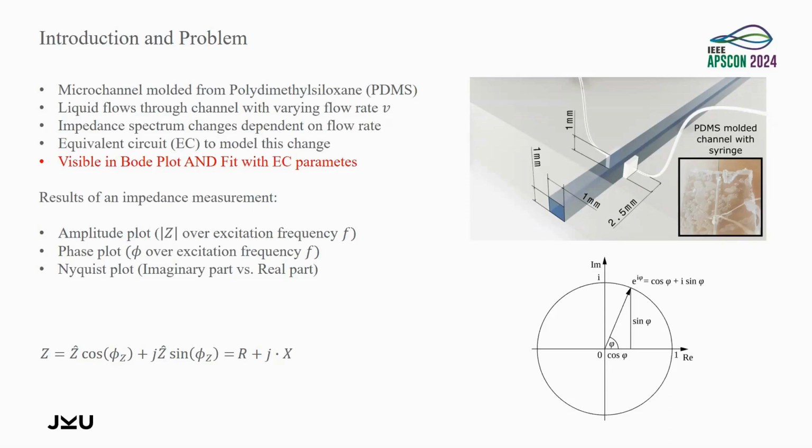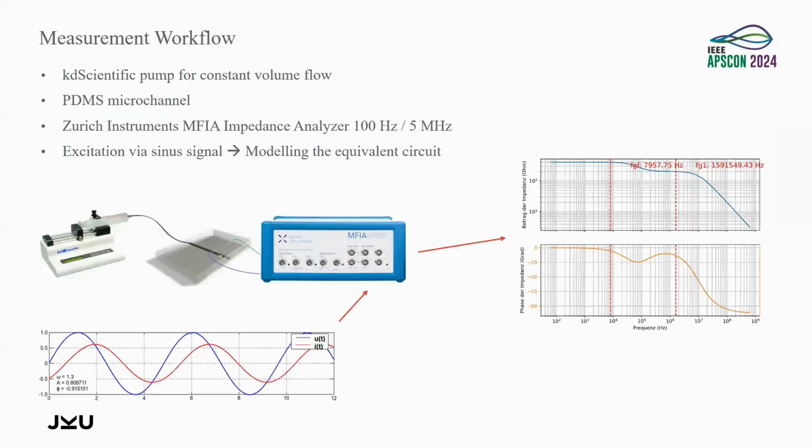So everybody of you knows what the result of an impedance measurement is. You have your amplitude plot, it's the impedance over the excitation frequency f, the phase plot phi over the excitation frequency f, and the Nyquist plot, which is the imaginary part of the impedance versus the real part.